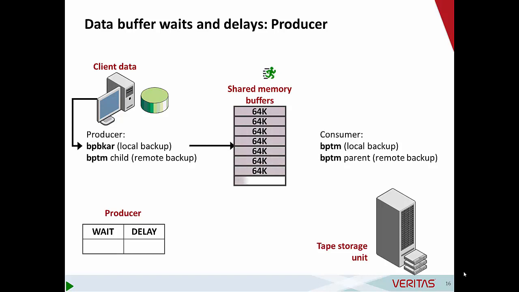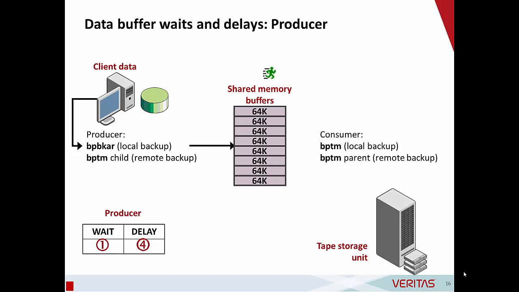One copy of the BPTM process is receiving the data and putting it into shared memory, and the data is coming in faster than the second BPTM process is actually writing it to tape. So this data piles up in the shared memory buffers until the buffers are full and there's no more room. At that point, the client can't send any more data until the media server is able to write some of this to tape.